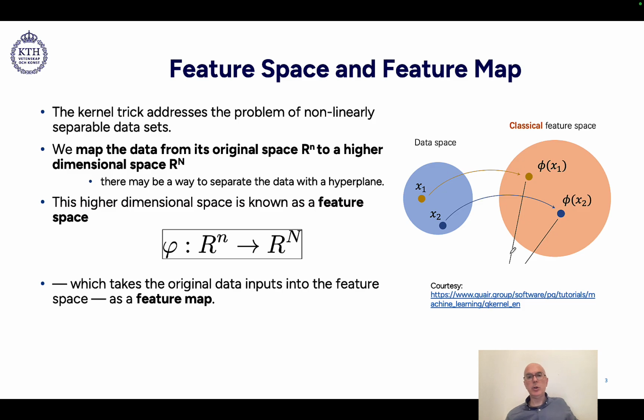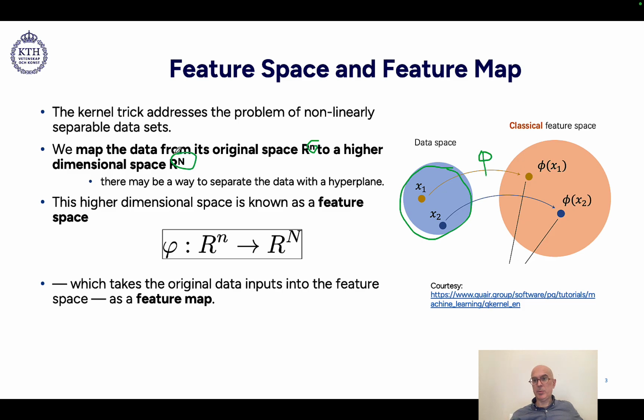In order to deal with a data set with two classes that are not linearly separable, we're going to introduce the kernel trick. The kernel trick addresses the problem of non-linearly separable data sets. What does this method do? It maps the data from its original space, typically with points x1 and x2, using a map or function phi to a different space. The dimensions of these two spaces can be different.